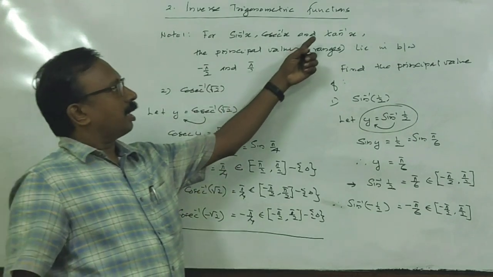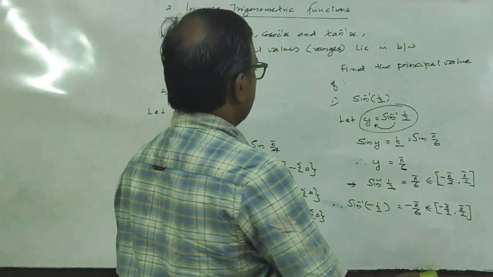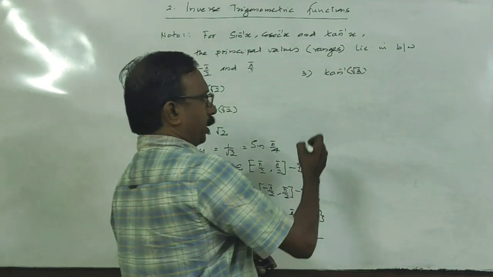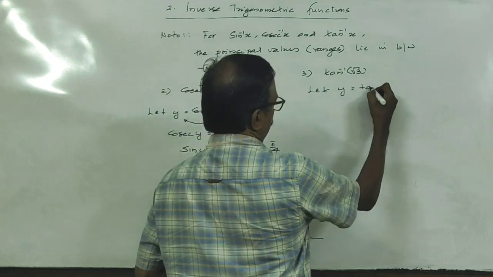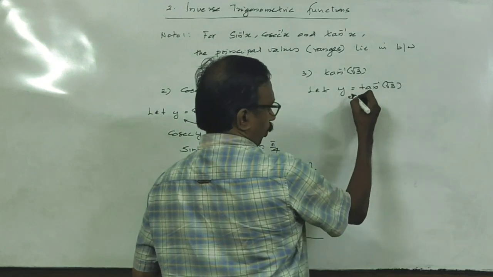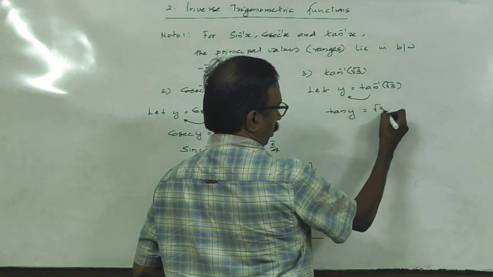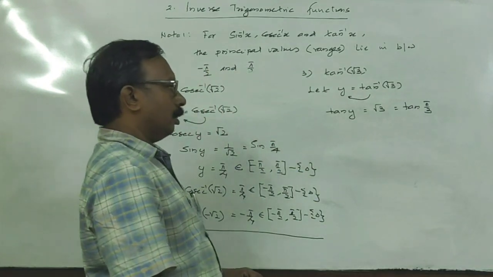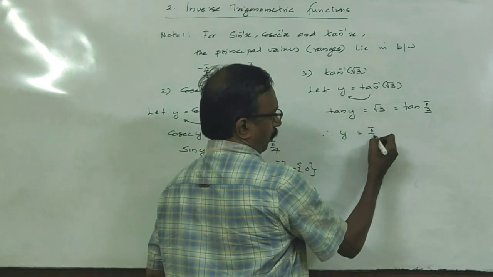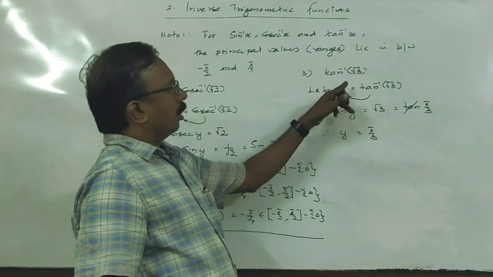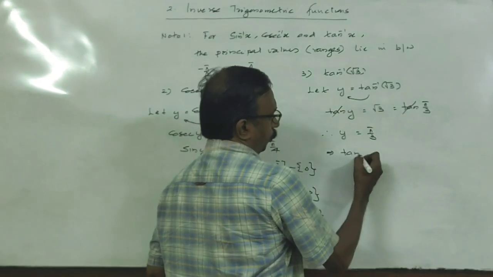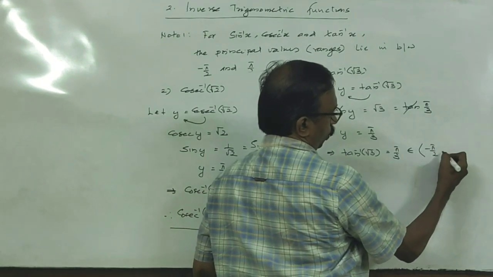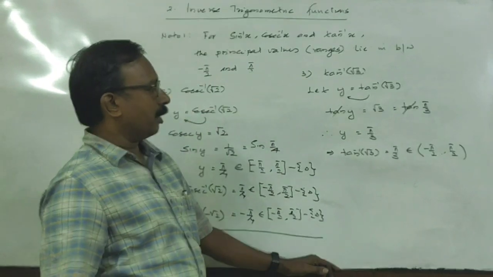Now we are going to find tan inverse x. That is also in this way. Next question is tan inverse root 3. Let y is equal to tan inverse root 3. Therefore, tan y is equal to root 3. Tan y root 3 means tan 60, tan pi by 3. Therefore, the value of y is equal to pi by 3. Here, we can eliminate tan on both sides. Y is tan inverse root 3, which implies that tan inverse root 3 is equal to pi by 3, which is lying between minus pi by 2 to plus pi by 2, open interval. This is the principal value of tan inverse root 3.